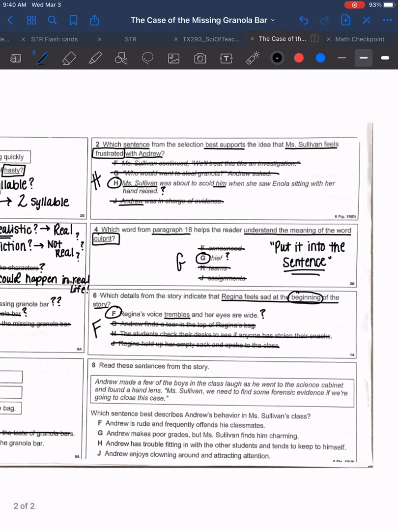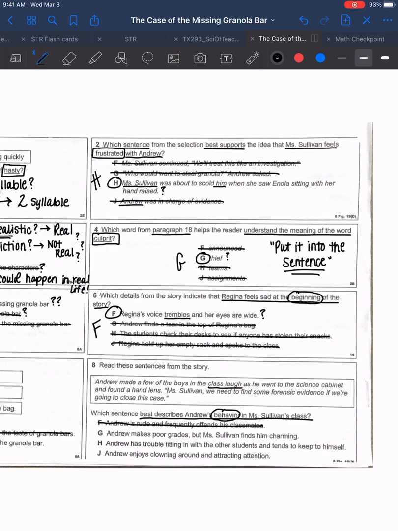8. Read these sentences from the story. Andrew made a few of the boys in the class laugh as he went to the science cabinet and found a hand lens. Miss Sullivan, we need to find some forensic evidence if we're going to close this case. Which sentence best describes Andrew's behavior in Miss Sullivan's class? F. Andrew is rude and frequently offends his classmates. Well, he's really just trying to make his class laugh. He's not offending any of his actual classmates. He might be getting into trouble with Miss Sullivan, but he's not offending his class.